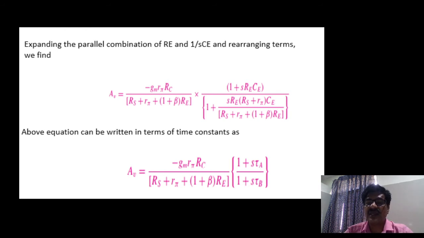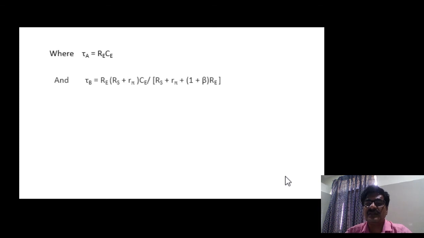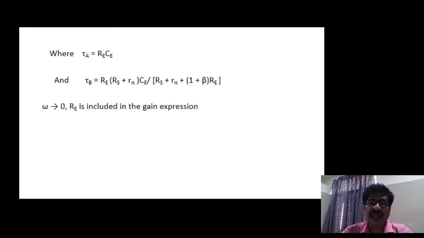Where tau a is, what is tau a? This is the product of RE and CE. Whereas tau b is this part: RE times (RS plus R pi) into CE, divided by RS plus R pi plus (1 plus beta) times RE. Okay, tau a and tau b you can express like this.